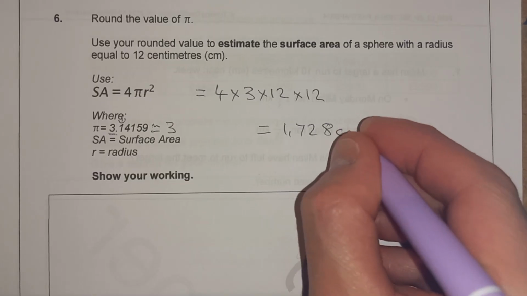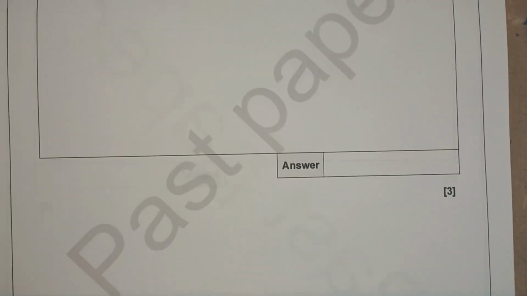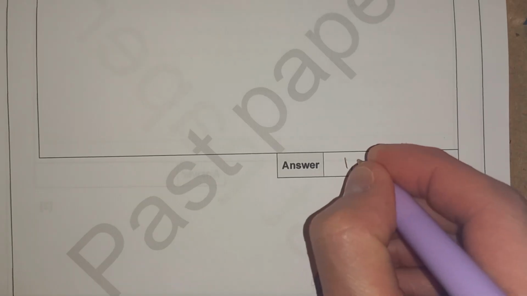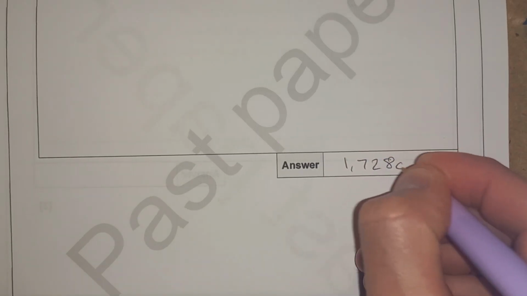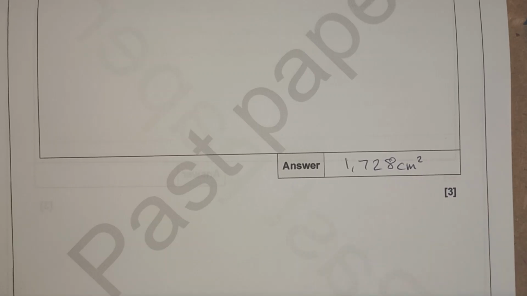So it's going to be in centimetres squared. So we just have to write that down here. Now, they haven't given us the units, so it's really important you put them in and that you make sure it's centimetres squared, not just centimetres. Otherwise you would lose a mark there.